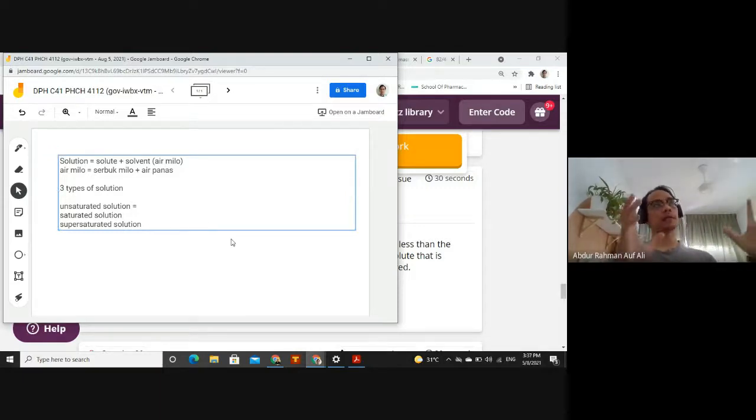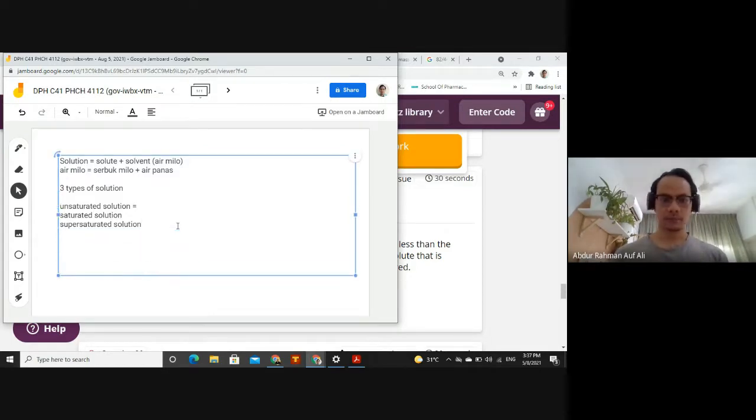So saya nak kita delve into, nak kita duduk lagi dalam contoh air Milo ni. Okay, so kalau saya ada satu gelas air Milo, air panas, and then saya tambahkan dengan satu sudu serbuk Milo. Satu sudu teh serbuk Milo.